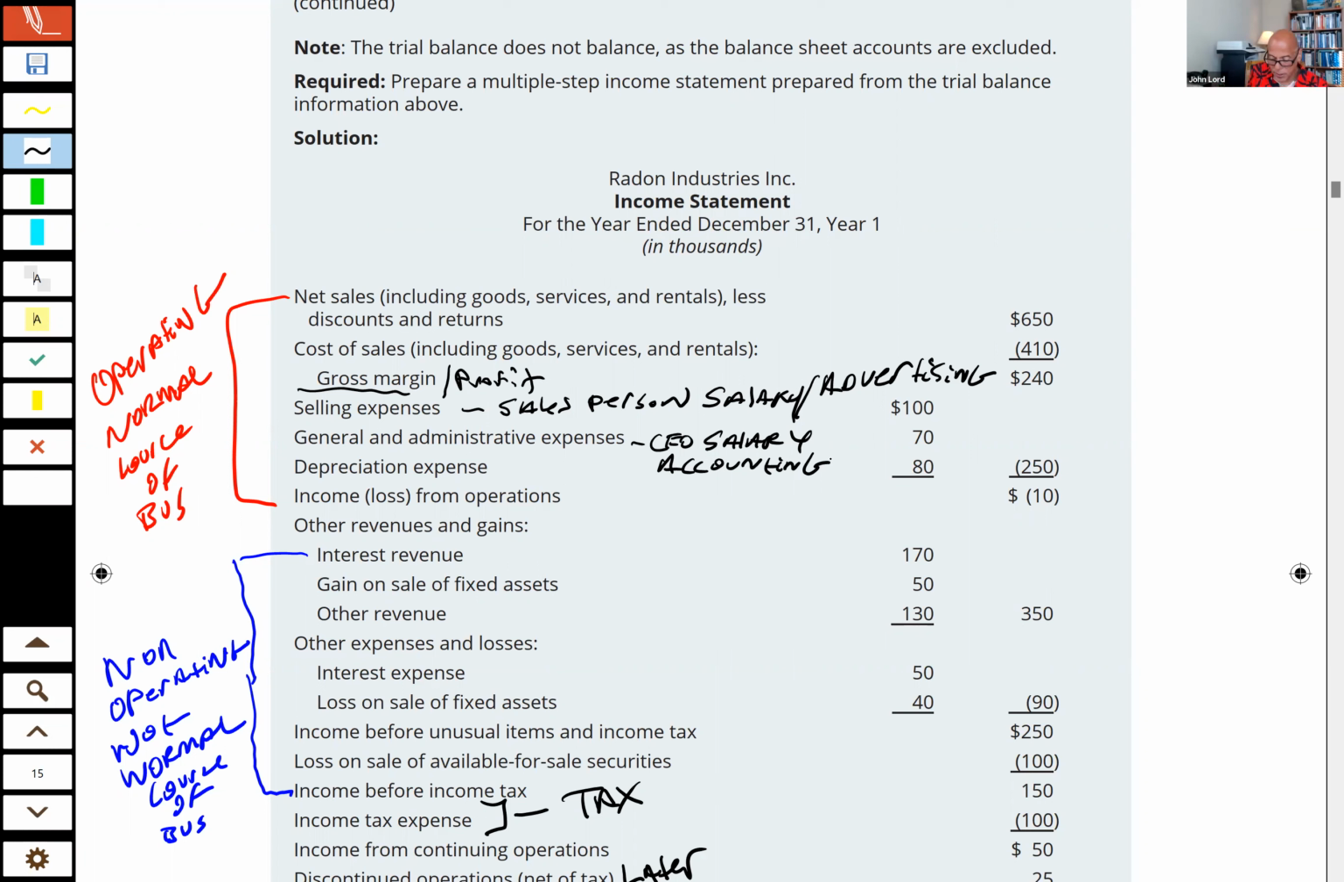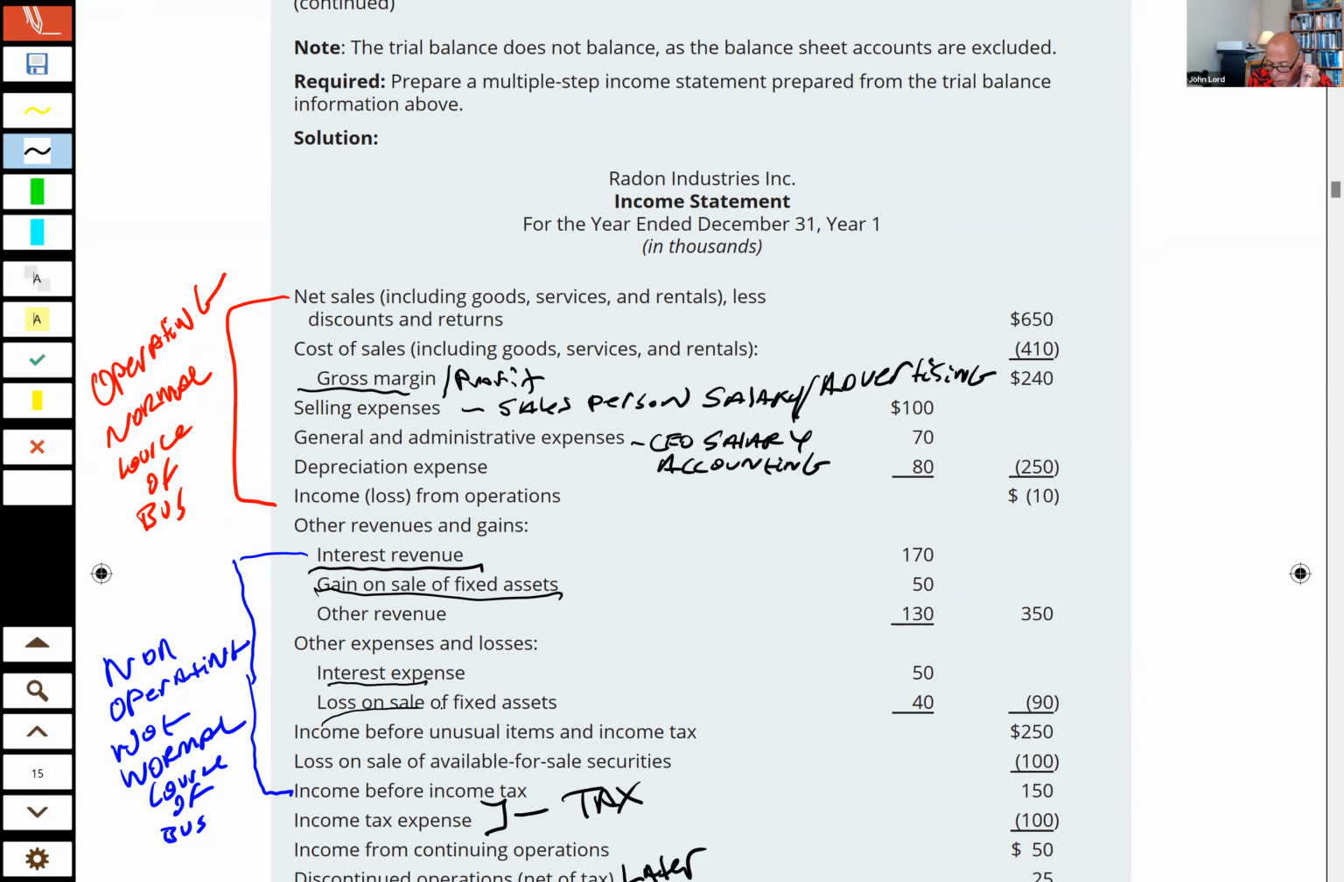And then you come down and you start to look at some of these non-operating items. Now, interest revenue is non-operating, say if you're a manufacturer, because you really shouldn't be borrowing to operate, right? Okay, but you may borrow from time to time, right? So interest revenue, interest expense. We've already talked about gains and losses on fixed assets, okay?